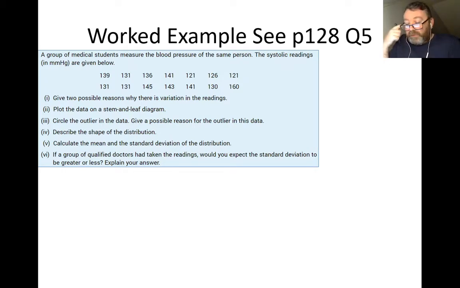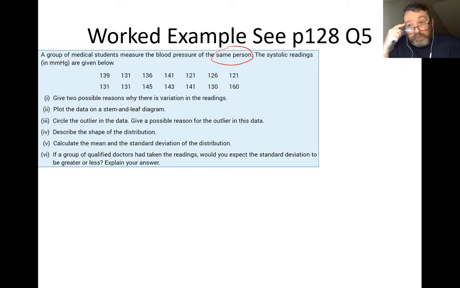Give 2 possible reasons why there is a variation in the readings. Now, think for a moment. A group of medical students measure the blood pressure of the same person. How can one person have different blood pressure readings? Well, there are 2 very good reasons. First of all, they're students. So one of the biggest reasons why they vary is the lack of experience in using the equipment. They're students, they're learning. So you could say lack of experience.